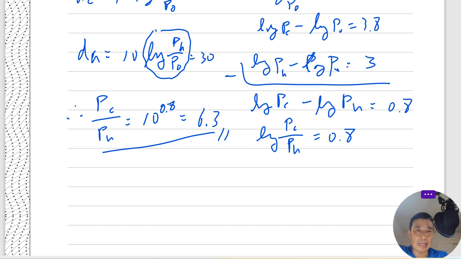So again, because it's minus, that means you can express it as a fraction. So log P_C over P_H is 0.8. That means P_C over P_H is 10 to the power of 0.8, which is 6.3. That's how you prove it, right?